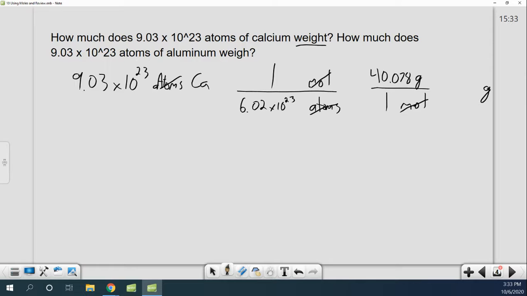So let's punch this in. 9.03 times 10 to the power 23 divided by, in brackets, 6.02 times 10 to the power 23, equals, times 40.078. Give it a shot before I answer it. Go for it.